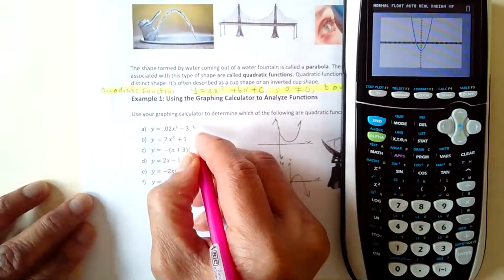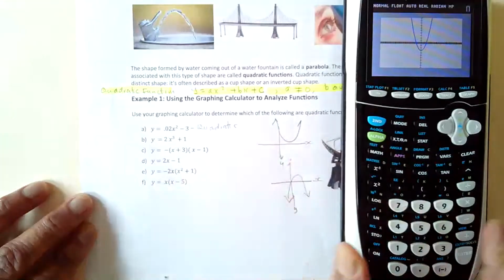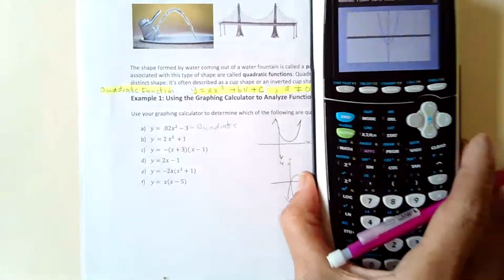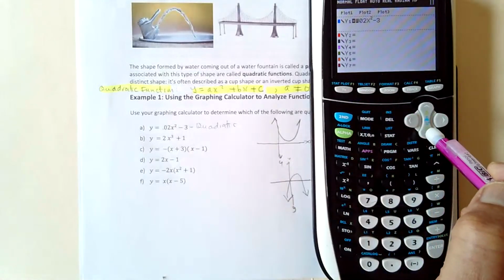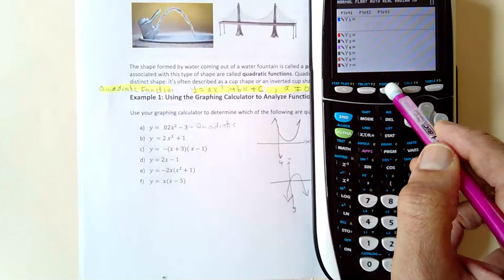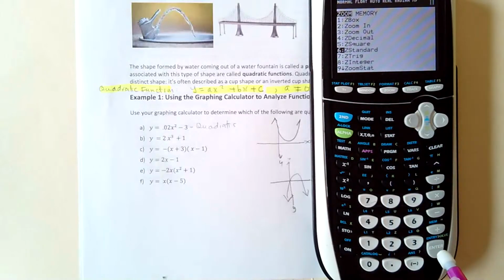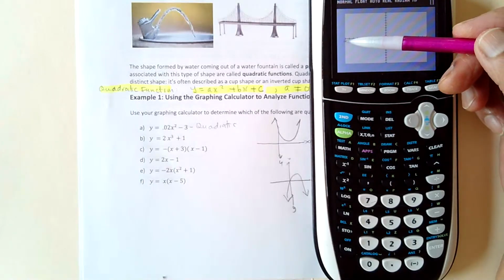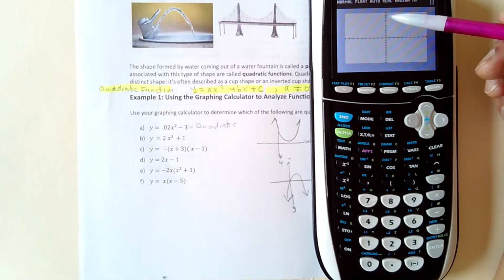Okay, so we can say this is a quadratic. The next one, let's see what it looks like. I'm going to go back to my graph here, and I'll clear that. Now I'm going to go back to my window, and I'll go to standard again, because I did change my window. Go back to the standard.